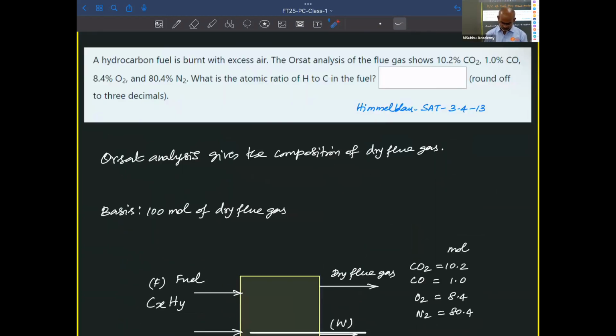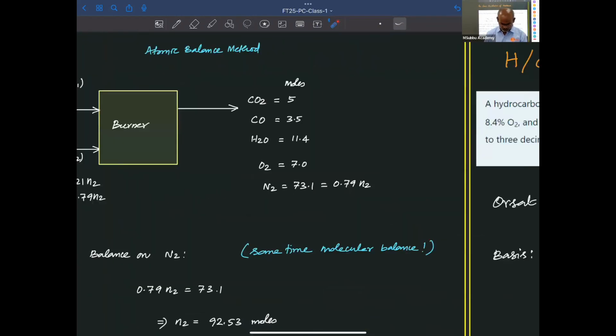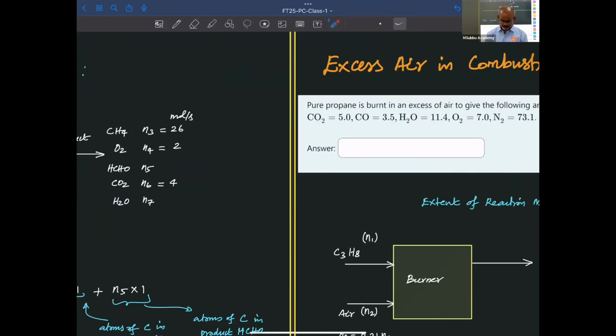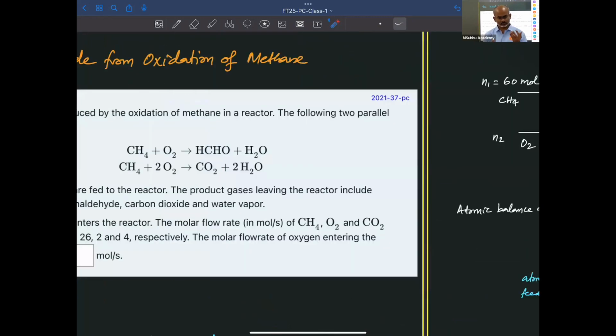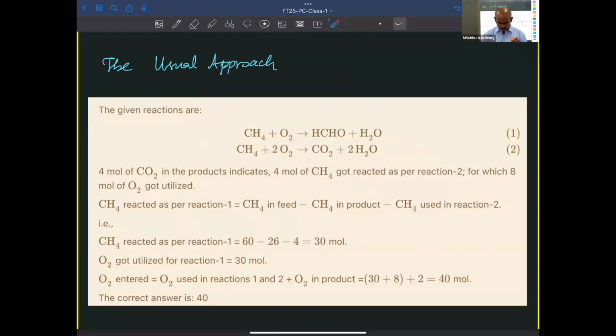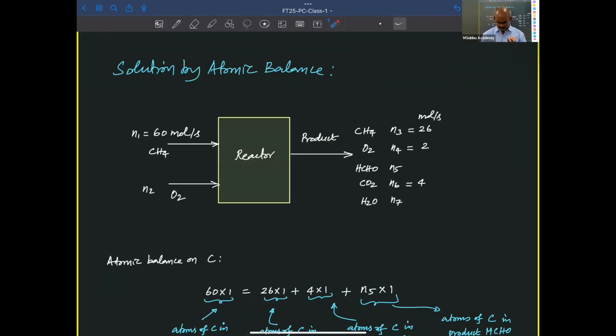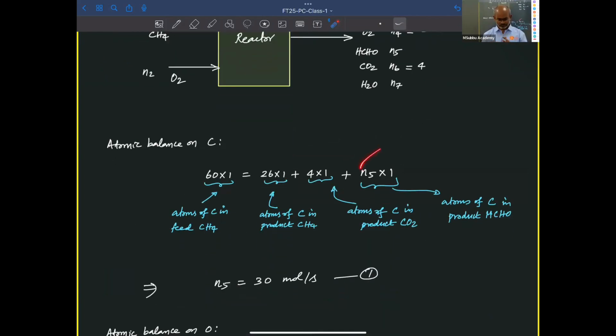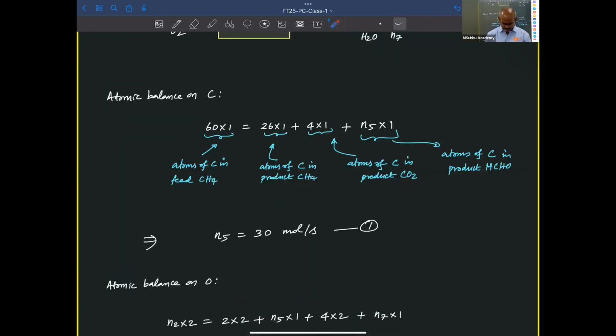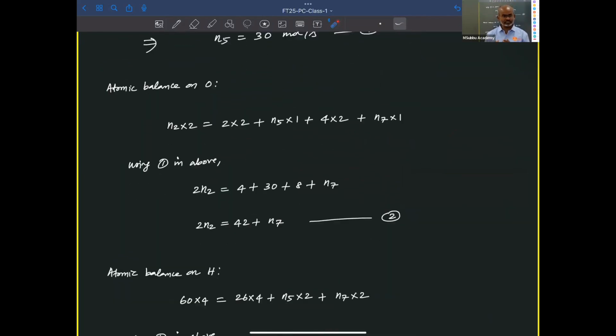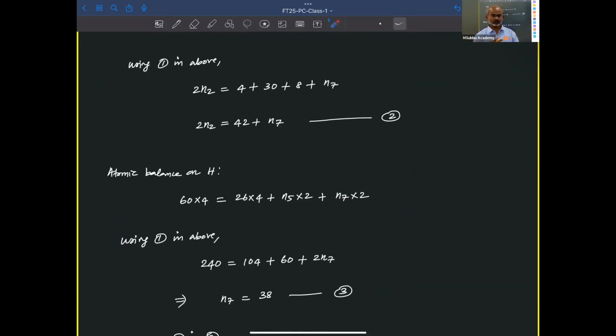But if you are comfortable with your regular approach, that is also okay. The problem with that is that sometimes the method will differ. Suppose you have taken this as the starting point, whereas another person may take some other point. Otherwise, there won't be any unique way of solving. Whereas with the extent of reaction and atomic balance method, every book will have the same kind of equations: atomic balance on C and balance on O. So you'll see that these things are common.